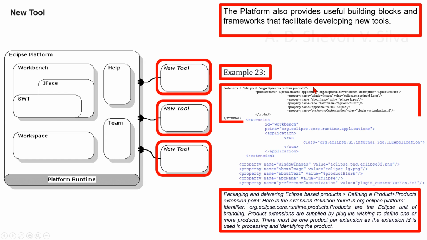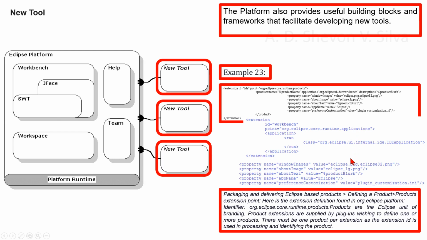Here is an extension definition found in eclipse.platform, org.eclipse.platform. A product extension is defined whose application ID is org.eclipse.ui.ide.workbench. This is the application ID defined by plugin org.eclipse.ui.ide on its contribution to org.eclipse.core.runtime.applications extension point here.